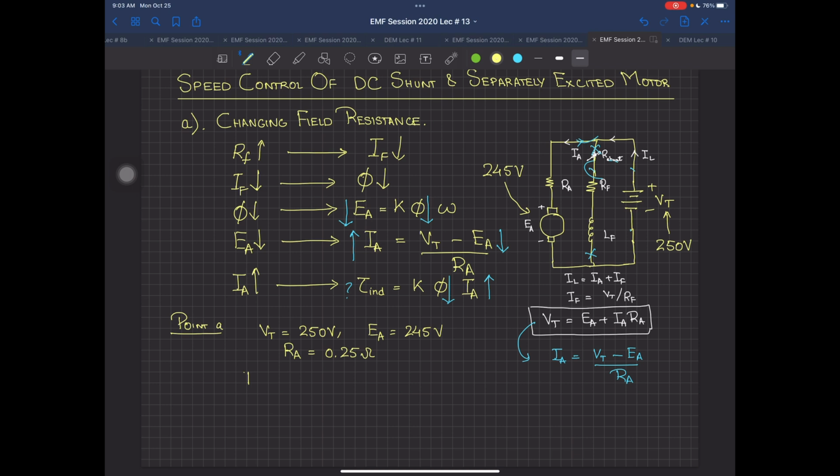At this particular point, if I want to find out IA, your IA, as we all know, is equal to VT minus EA divided by RA. If I plug in the values, this is equal to 250 minus 245 divided by 0.25. So this is equal to 5 divided by 0.25, and this comes out to be 20 amperes. So this means that your armature is working at approximately 20 amperes of current. Now this is your point A, which means the machine was working in steady state.